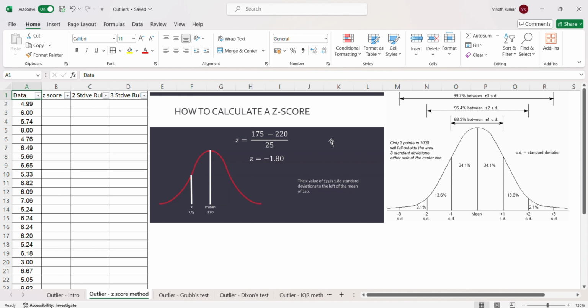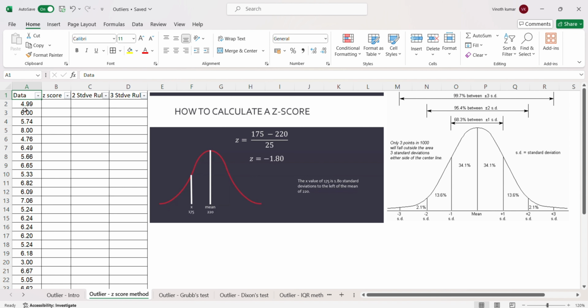If the given value is a bigger number compared to the average, for example 250, then you will say 250 minus 220, which is 30. 30 divided by 25, whatever that value is, you will say 250 is 1.05 or 1.01 units away from its average. This is what we call the z-score. The formula is simply the given value minus the average, divided by the standard deviation of the data. That will give you the z-score for a given data point.